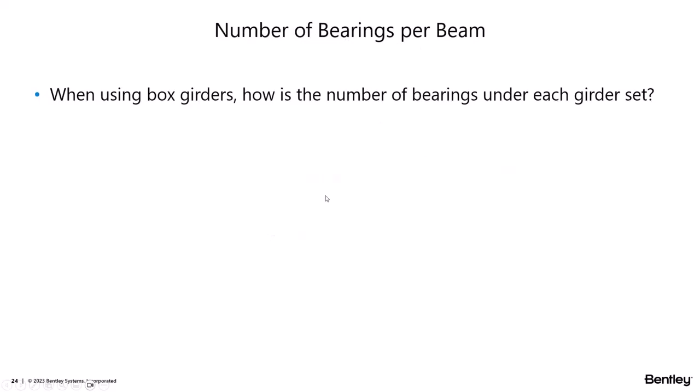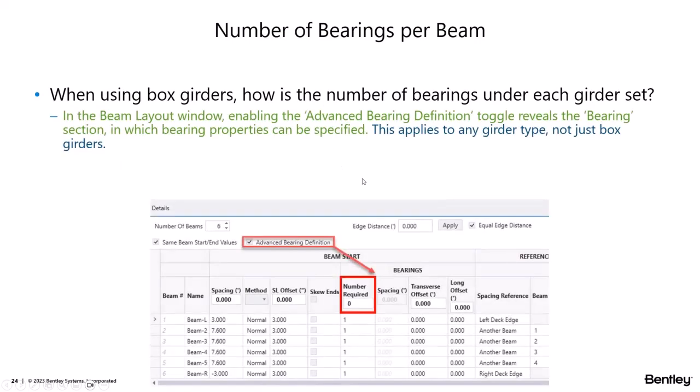A relatively recent addition is, and it's for some of those larger girders, whether they're Super Ts or some of these big U-beams and so forth, or box girders. How do you go about setting the number of bearings under each girder? So in the beam layout window, there's an advanced bearing definition toggle here that you can use, and it adds these columns here related to bearings. It can be any girder type, really. It doesn't have to be a box girder. It could really be any type of girder there. And then new to the newest version, to version 10.12 that came out this spring, they added transverse offset and longitudinal offset here as well.